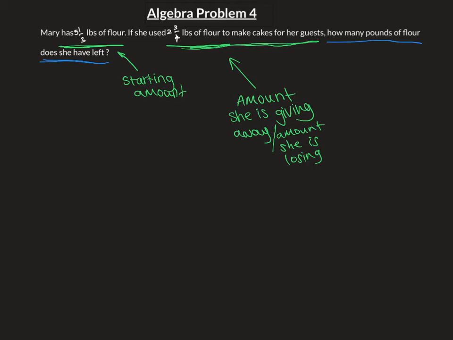And immediately what you should see from this is we're given a starting amount, and then we're given an amount that she's lost, and the question is asking to find the final amount after she's lost it. So I'll go ahead and write that. So we have starting number, minus losing number. What I mean by losing number is just the amount that she's losing, and that would be equal to remaining.